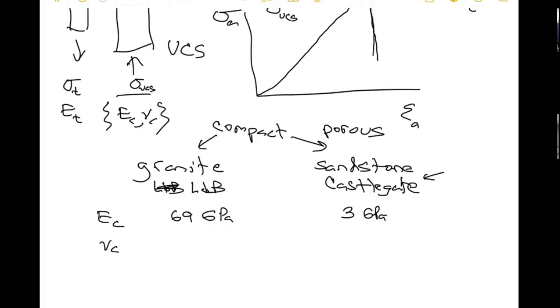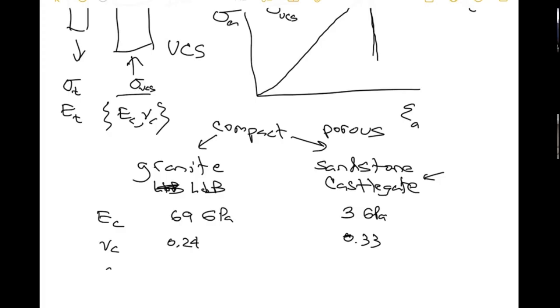And then this nu, what the heck is it? So the nu people often talk about for granite is 0.24. So you squeeze it 1 unit and it bulges out 0.24 units. And for the sandstone, it often bulges out more. So this is 0.33 for this particular one. Okay.